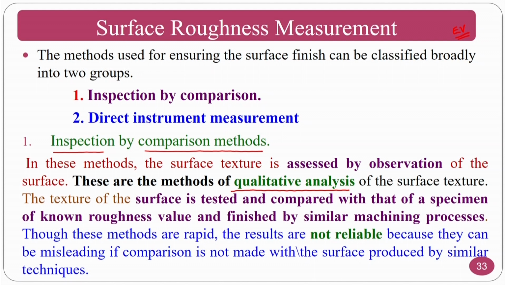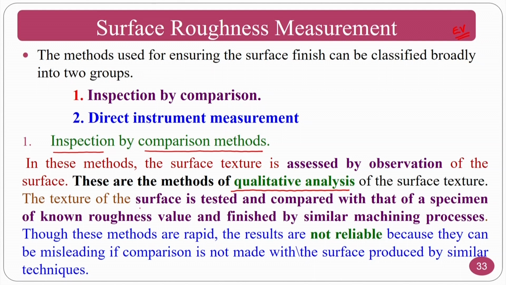I hope the undergraduate students have understood the difference between qualitative and quantitative. If you want to say this is 50% or 40%, that is called quantitative. You are specifying the quantity. If you are saying whether it is good or bad, quality is good or quality is not good, that is called qualitative. For now, this inspection by comparison method goes by the qualitative method.